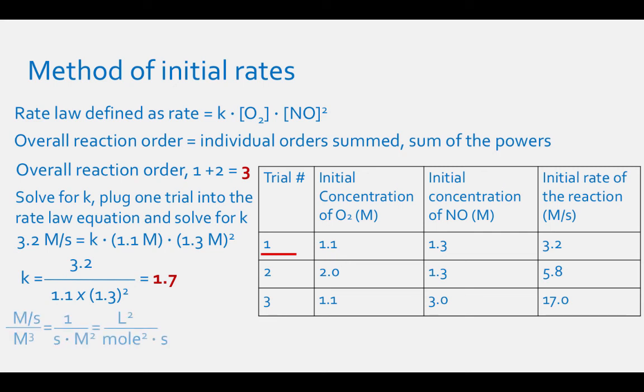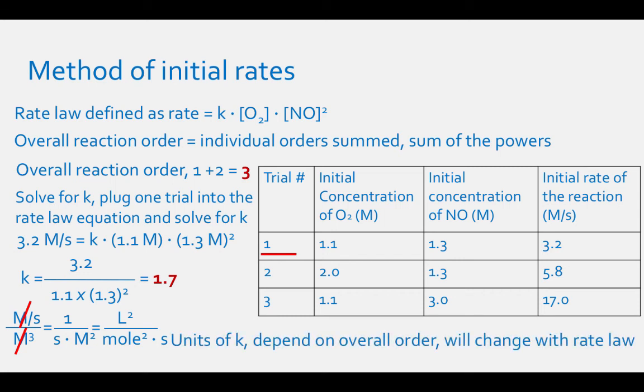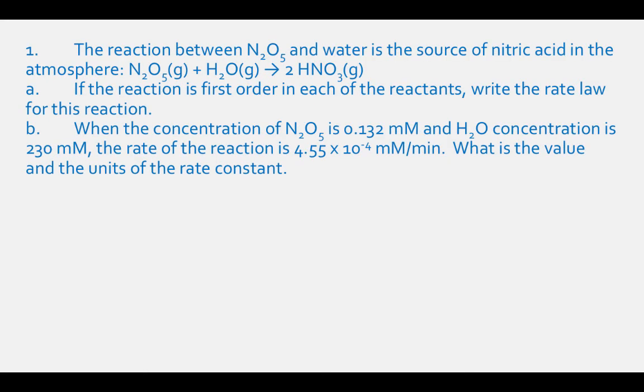For the unit, we need to take our molar per second and divide it by molar to the third power. For our example, the rate law constant has a unit of 1 over S times molar squared. Another way to say this is liters squared divided by moles squared times seconds. The units of K depend on the overall order of the equation and will change with different rate laws. Now we will work on some problems that use the concepts and equations discussed in this video.